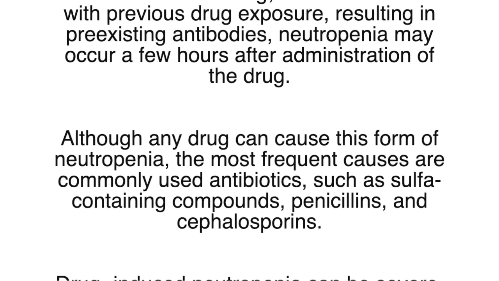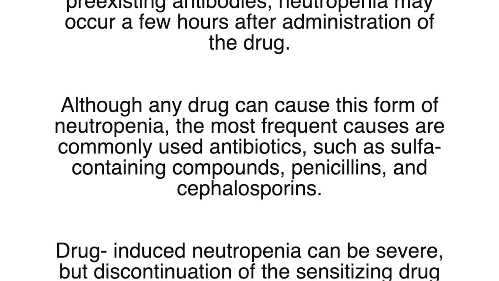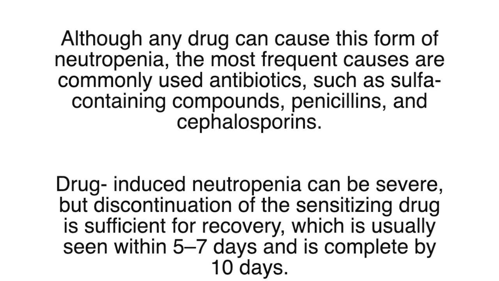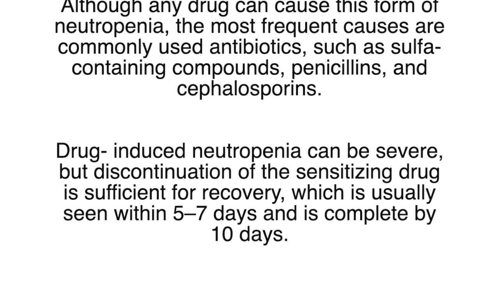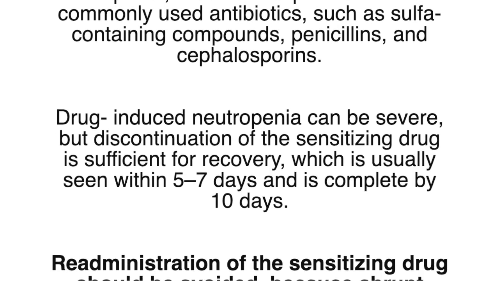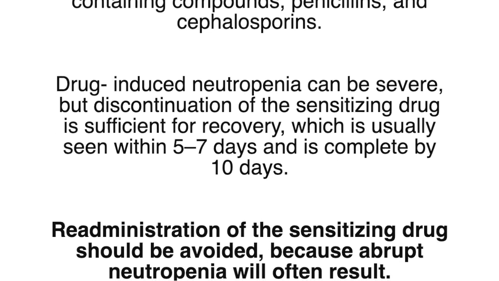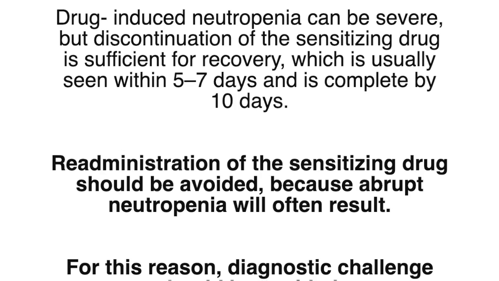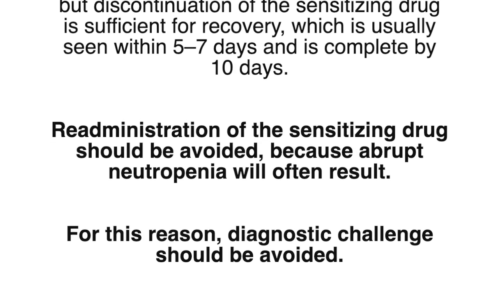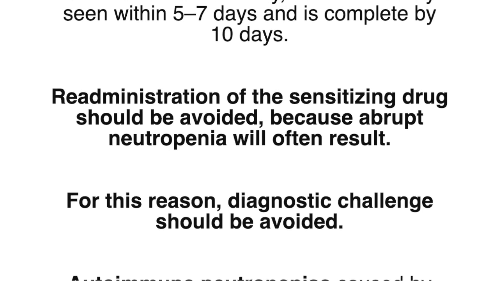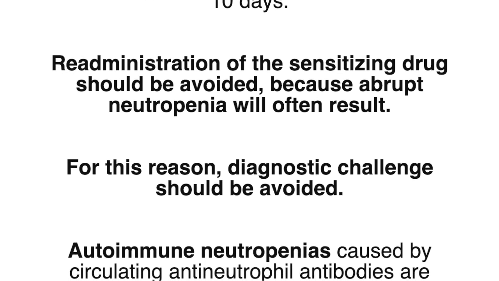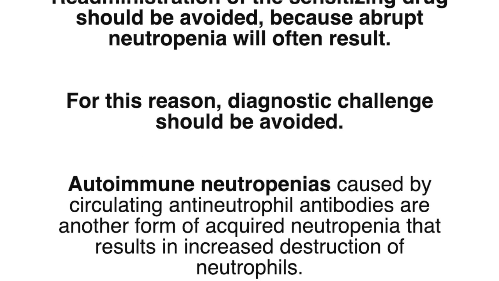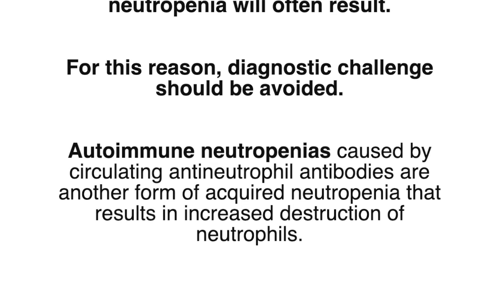Although any drug can cause this form of neutropenia, the most frequent causes are commonly used antibiotics such as sulfur-containing compounds, penicillin, and cephalosporins. Drug-induced neutropenia can be severe, but discontinuation of the sensitizing drug is sufficient for recovery, which is usually seen within 5 to 7 days and is complete by 10 days. Re-administration of the sensitizing drug should be avoided because abrupt neutropenia will often result. For this reason, diagnostic challenge should be avoided.